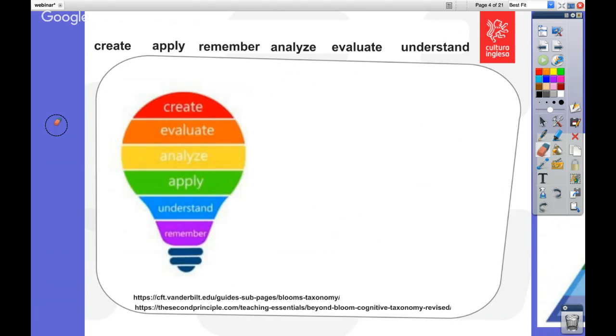So I'd like you to think about which verbs can I associate with the levels. So remember, what are the actions I can perform when I am working with students at this phase? Can you think about one or two verbs for each level? So remember, what comes to your mind, okay?